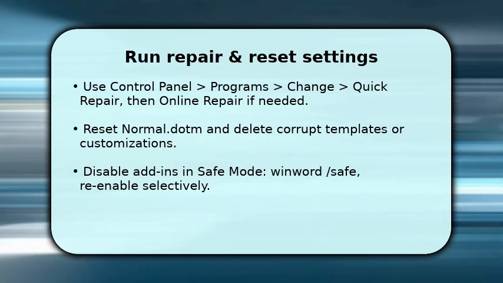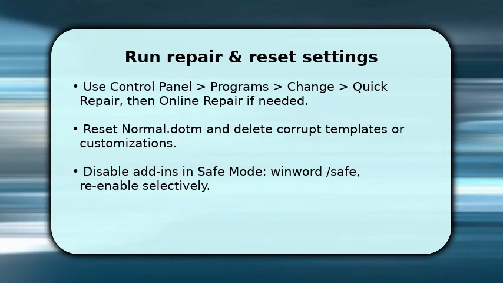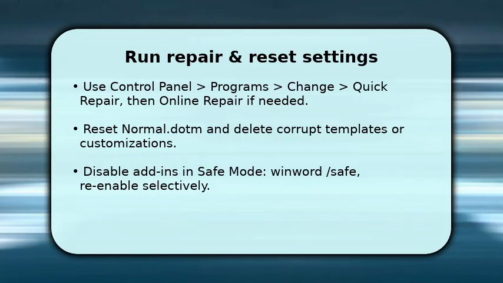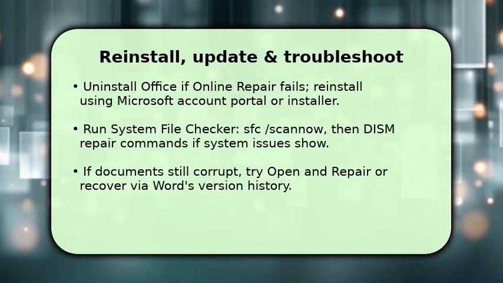Next, start Word in safe mode with winword /safe, disable all add-ins, and re-enable them one at a time to isolate the offender. Make sure to test document load and core features after each change. You should uninstall and reinstall Office only after repairs fail because this clears deeper installation issues. Use your Microsoft account portal or installer, then apply updates.